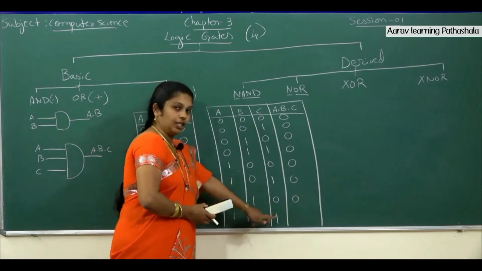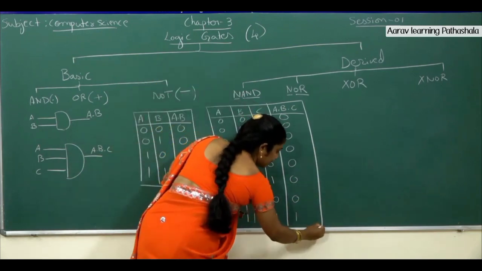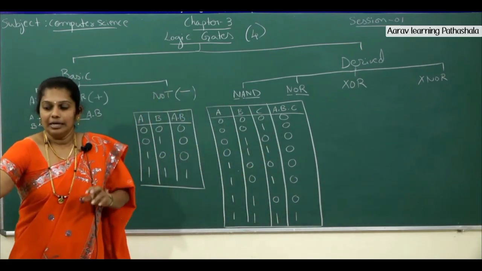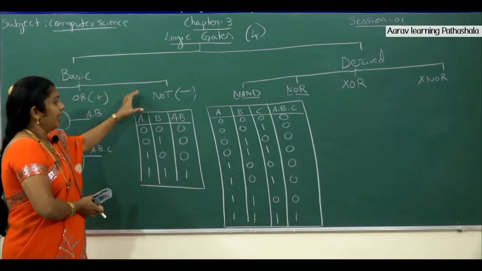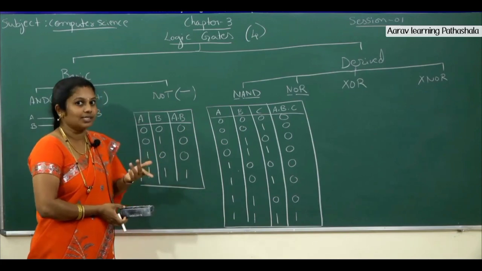Here 1 into 1 into 1, all the inputs are 1, then only the output becomes 1, otherwise it is 0 in AND operation. From this you come to know that in AND operation, if all the inputs are 1, then only the output becomes 1, otherwise it is 0.